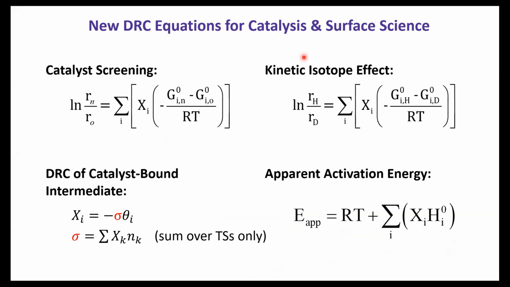The first question is, is there any reason that the total DRC is 1?